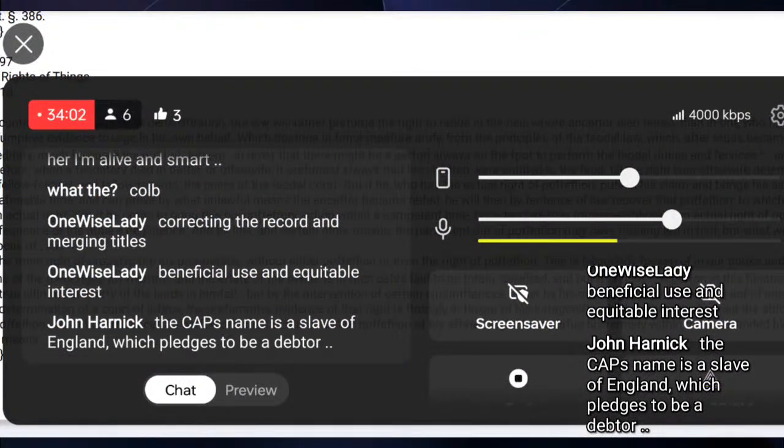Correcting the record and merging the titles. Beneficial use and equitable interest. It's not just beneficial use and equitable interest, it's legal title and equitable interest. Until you construe it otherwise, John, yeah. But after you construe it to be another type of entity, it's identity theft.